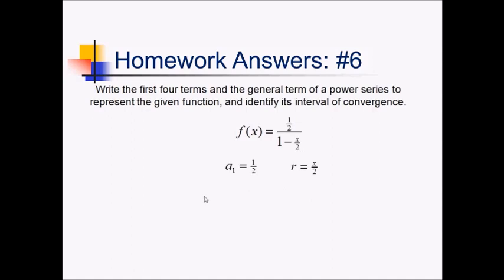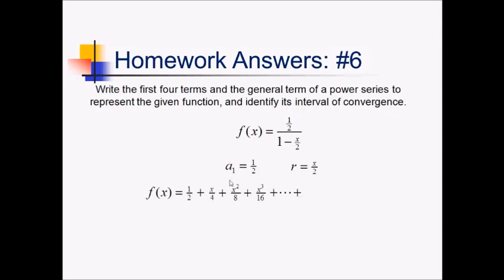To get my first 4 terms, I'm going to start with my a1 value, so f of x equals just 1/2. And then I'm just going to keep multiplying by x over 2 because that's my common ratio. So for the next term, I've got 1/2 times x over 2, so that's going to be x over 4. Then I multiply this by x over 2, so that'll be x squared over 8, then x cubed over 16, plus dot, dot, dot. Now we need the general term.